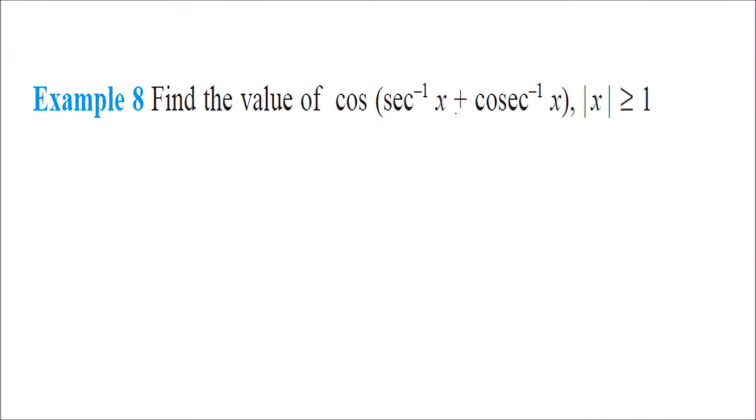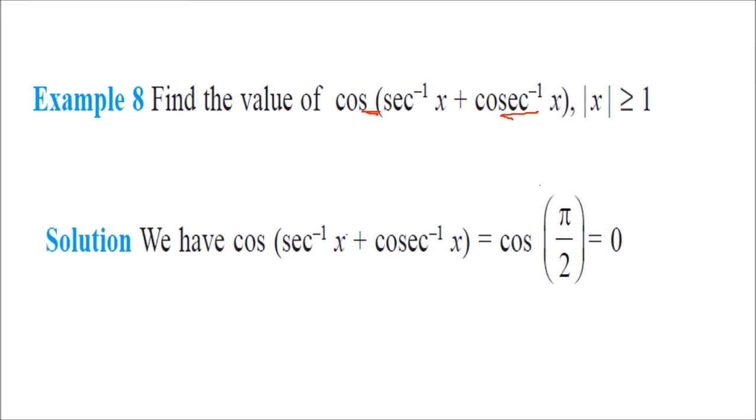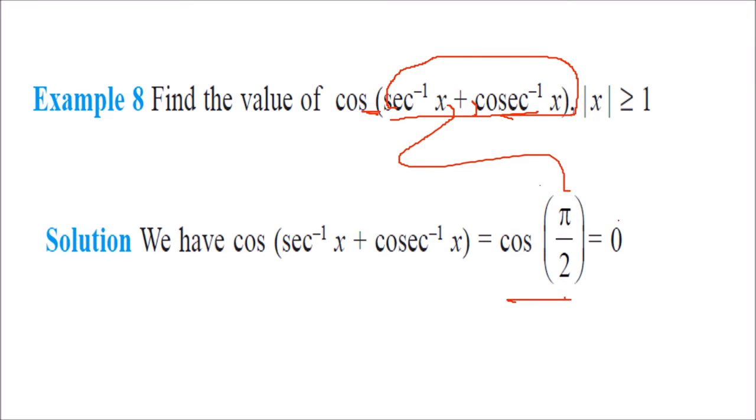Find the value of cos of sec inverse x plus cosec inverse x. So how to solve this? We don't have to do anything, because sec inverse x plus cosec inverse x is again a property which says this addition is nothing but pi by 2, and cos pi by 2 is what? 0.